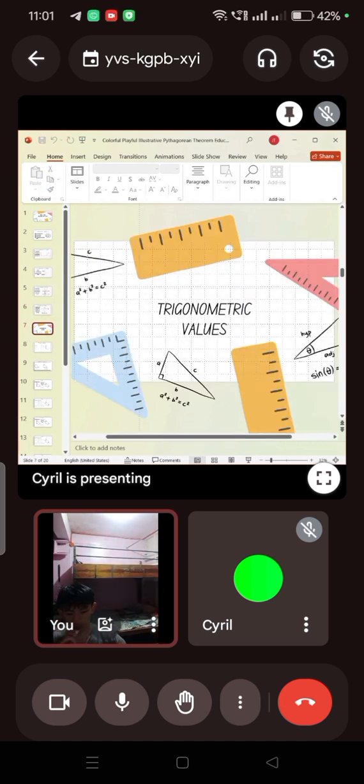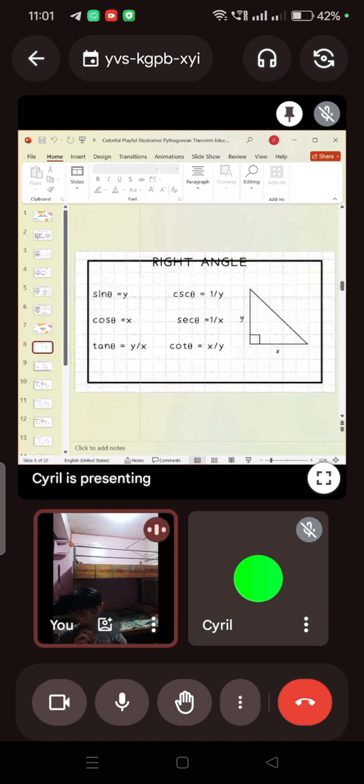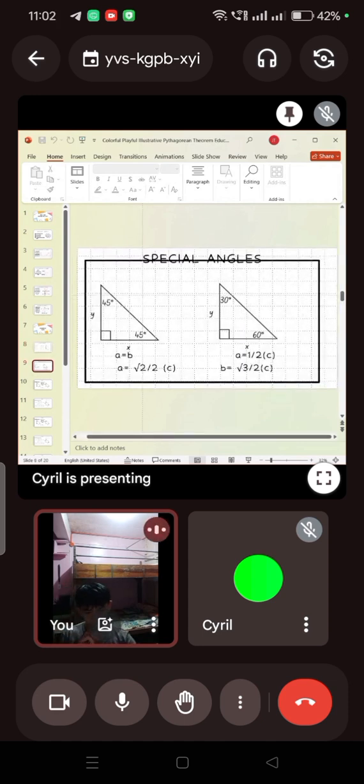Next, we move on to solving trigonometric values. In a right triangle, we use trigonometric ratios like sine, cosine, and tangent to relate the angles inside. However, for special angles such as 30 degrees, 45 degrees, and 60 degrees, we have known ratios that make the calculations easier without needing a calculator. So let's test these on a few examples.